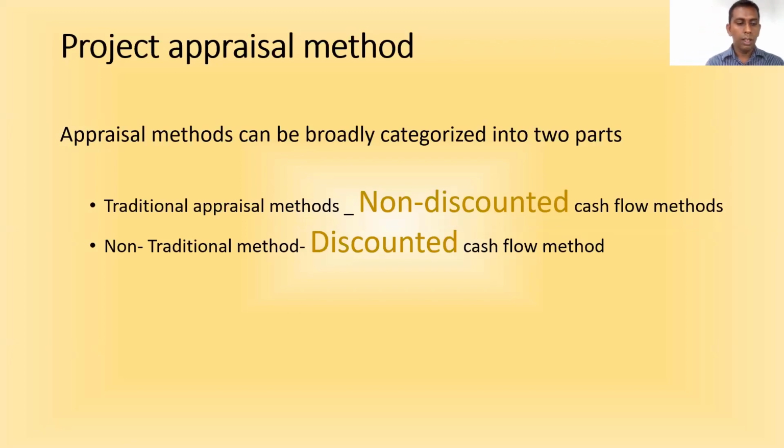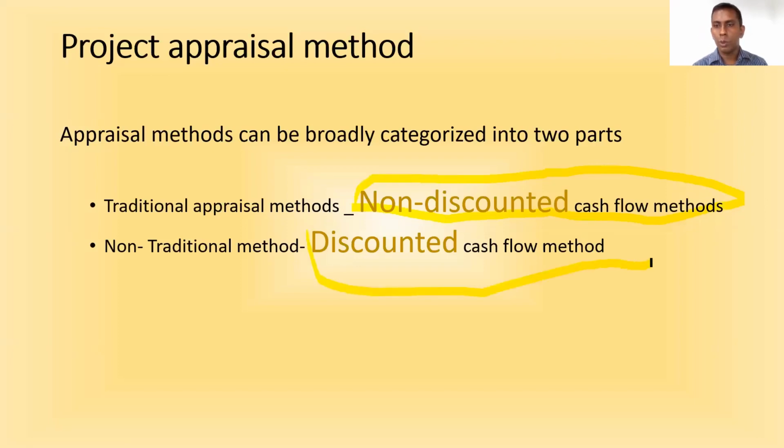Okay, my dear students, look again. What are the methods that we have and how can we categorize them into two groups? Look at this one. The first one is non-discounted cash flow method. Under this non-discounted cash flow method, we can identify so many techniques. And the second one is discounted cash flow method. Even under this method, we can identify so many techniques. But a few of them we are going to discuss as this video progresses.